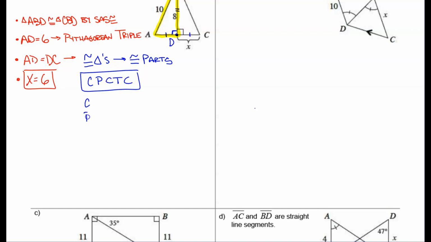So we got this CPCTC, and it actually means the same exact thing. This acronym means the same exact thing as this, and it stands for the following. Corresponding parts of congruent triangles are congruent. So again, it means the same thing as congruent triangles have congruent parts. Just to let you know, you might see that.